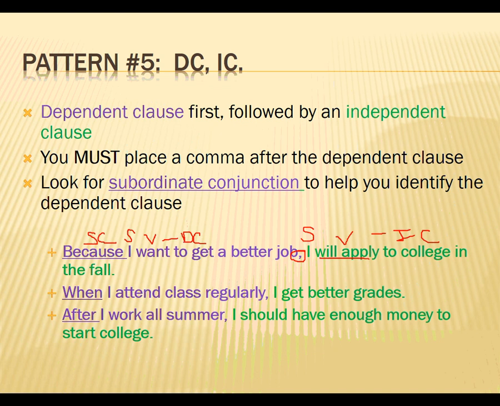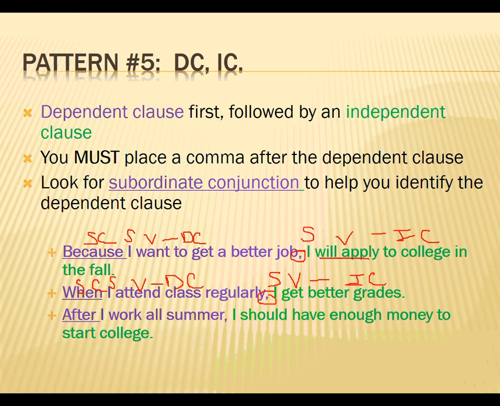When I attend class regularly, I get better grades. In the first clause, when is the subordinate conjunction. I is the subject, attend is the verb. Since there is a subordinate conjunction, subject, and verb, the first clause is the dependent clause. Then there is a comma. After the comma is the second clause. The subject is I, the verb is get, and the clause expresses a complete idea, so it is an independent clause.